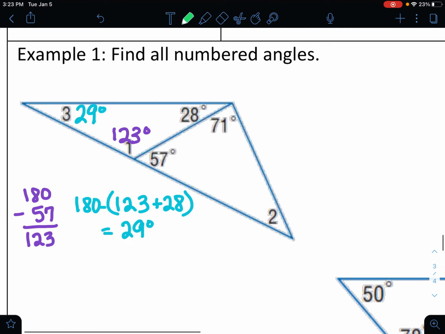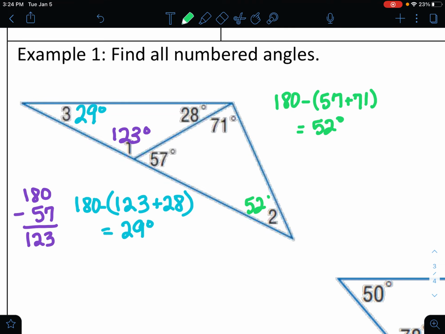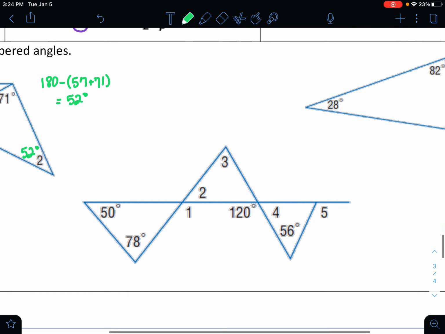And then to figure out angle 2, pretty much the same thing. We're going to take these two, add them together, and take it away from 180. I'm going to do it all in one step. So 180 minus, and you have to put these in parentheses, otherwise it will not give you the correct answer. You have to add them first, which is why we put them in parentheses, PEMDAS. So add 57 and 71, take it away from 180, and you should get 52 degrees for angle 2. Okay, so that's that.